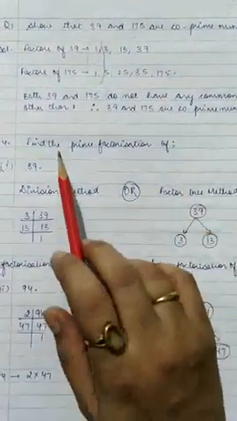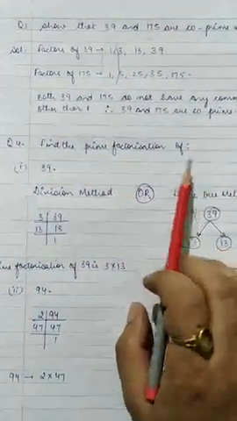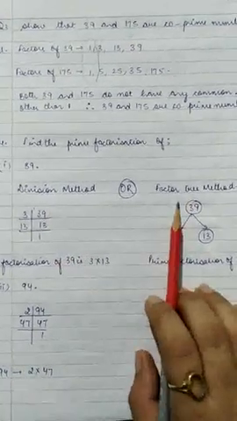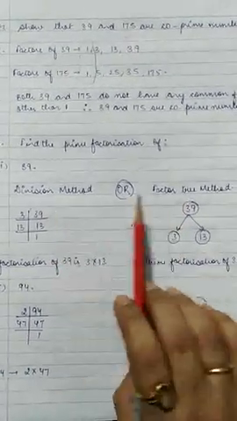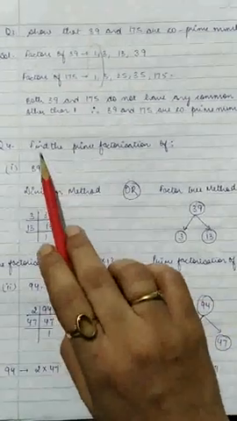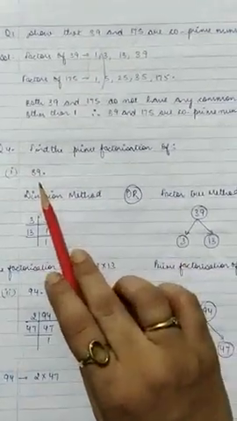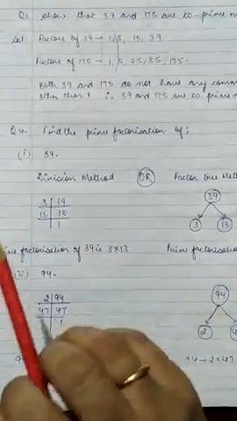Next is find the prime factorization of. Now both the methods I have solved. Which one is easier for you? You can solve by that method. Find the prime factorization of 39. Division method. See how we have done.